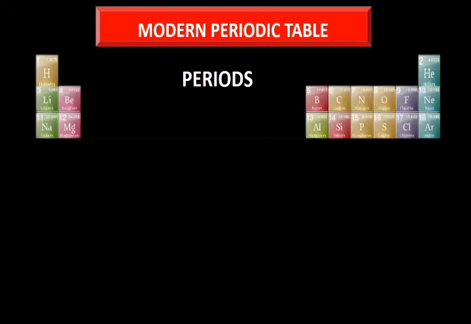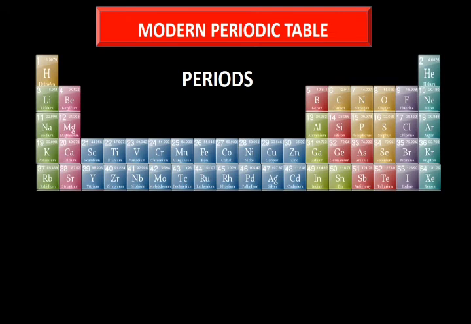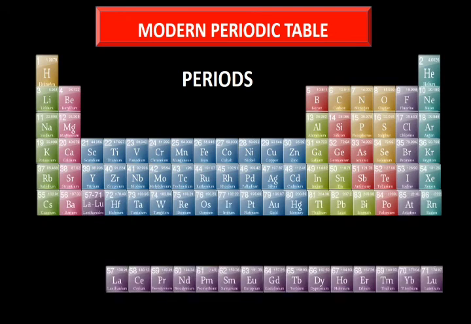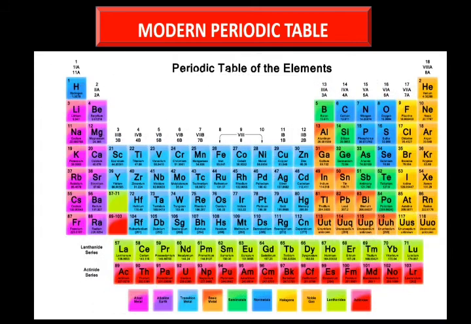The horizontal rows are called periods. The first period is the shortest period, containing 2 elements. The second and third periods are called short periods and each contains 8 elements. The fourth and fifth periods are called long periods and each contains 18 elements. The sixth and seventh periods are the longest periods and each contains 32 elements. Altogether, the modern periodic table has 7 periods and contains 118 elements.